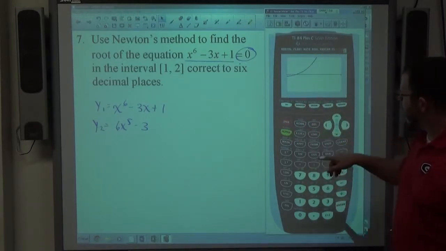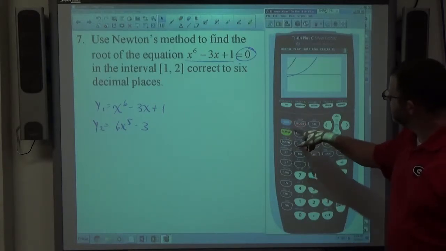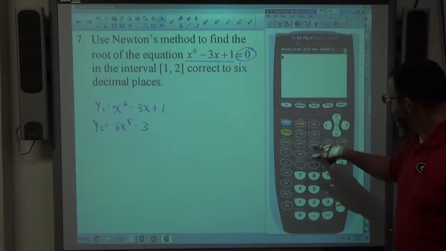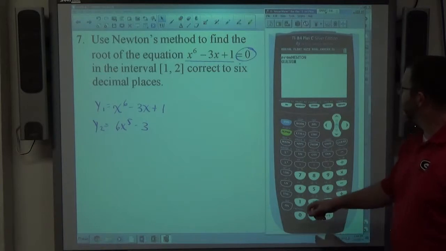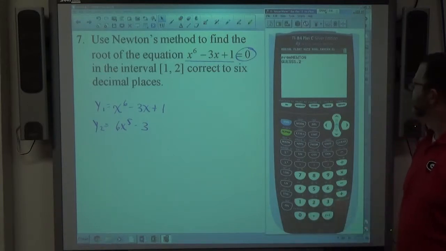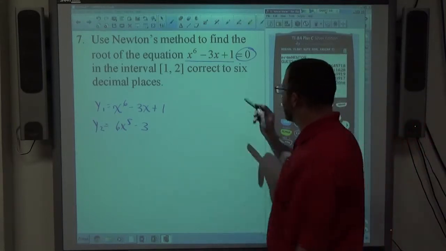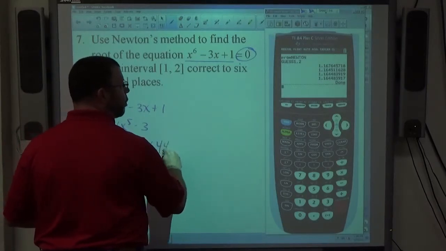So if I go to my Newton's method program, maybe, there you go. So go to program, choose Newton, and I'm going to guess 1.2. It's going to get me the answer 1.164483917. It does say correct to 6 decimal places, so 1.164484.